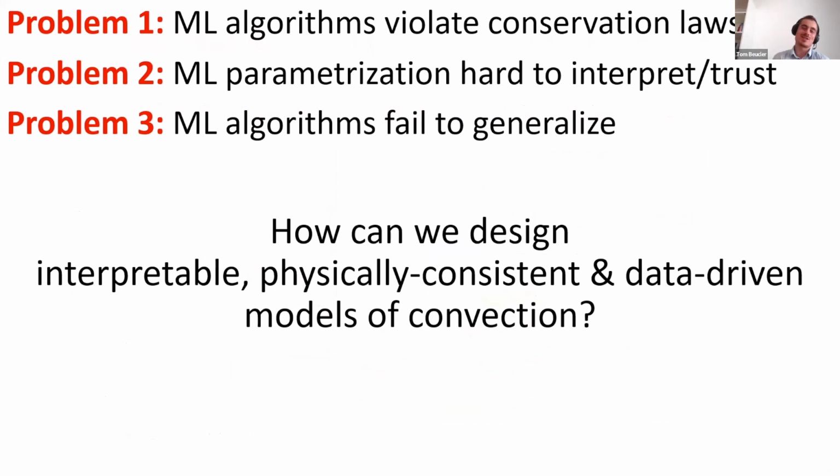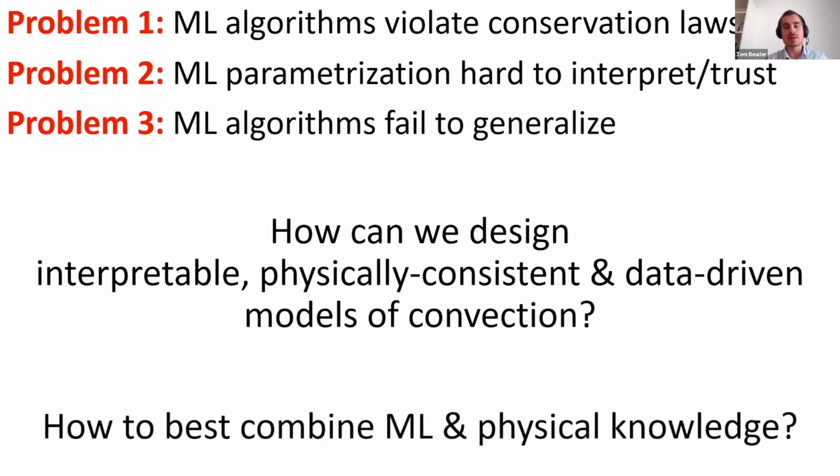I'm going to bring some elements of answer to the question: how can we design data-driven models of convection that remain data-driven but are still physically consistent? And that is linked to the broader question: how can we best combine machine learning and physical knowledge? I'm going to try to be conscious of time and leave time for questions. So I'm going to jump forward a little bit.